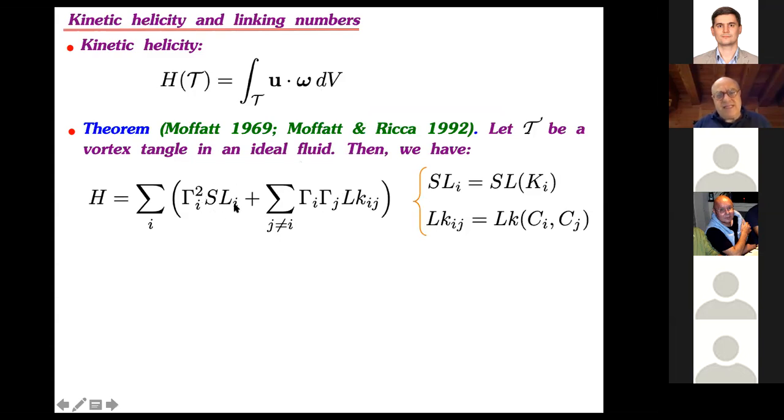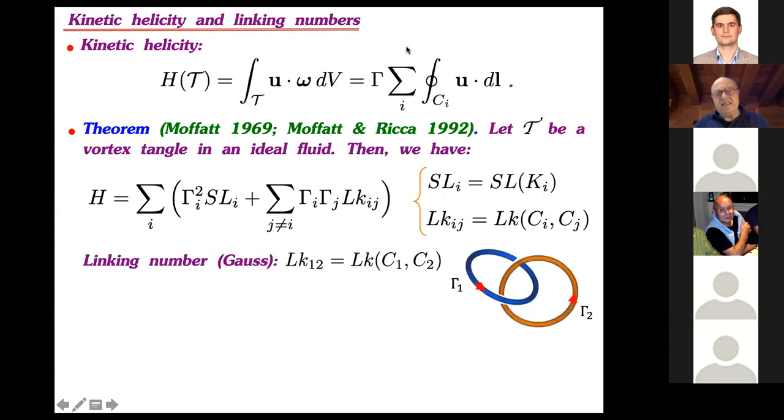With Keith, we extended this result to include the self-linking number, which is also a topological quantity that comes from the complexity of the vortex lines within the tube and the tube embedding itself. So here I expressed helicity for localized fields. In that case, we have the gammas, the circulation of each tube, and these two quantities, the self-linking number of each tubular knot and the linking number between tubular knots.